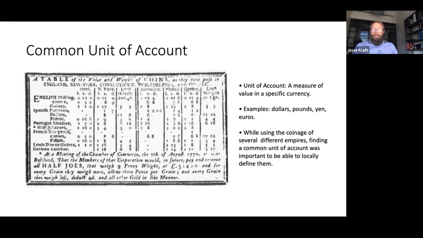There's dollars, pence, yen, or pounds, yen, and euros. Those are things that we use today. And back in the 17th, 18th century, there were reales, and pounds were the big ones, French francs, and before that, livres. And while using the coinage of several different empires, finding a common unit of account was important to locally define them. And that was the main goal of being able to successfully give or use a coin with one person: to be able to define it on local terms and values.